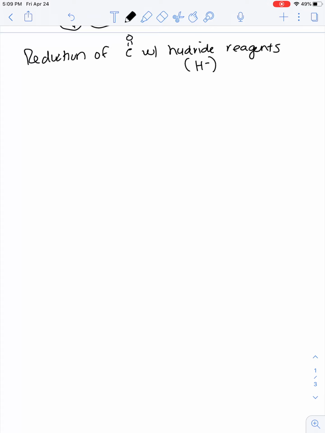The first reducing agent, which should look familiar to you, is sodium borohydride. Sodium borohydride is a mild reducing agent, so that's important to know. What this means is that it can reduce aldehydes. Remember, this would be an aldehyde. And it can reduce ketones.